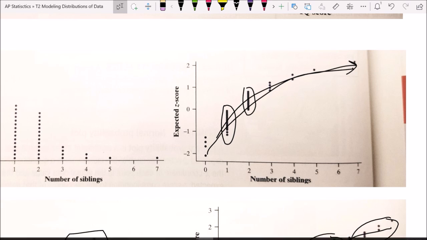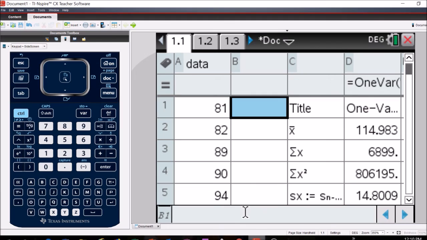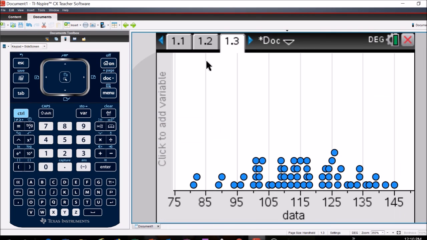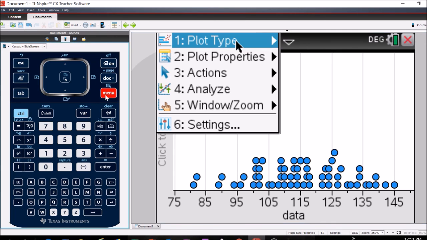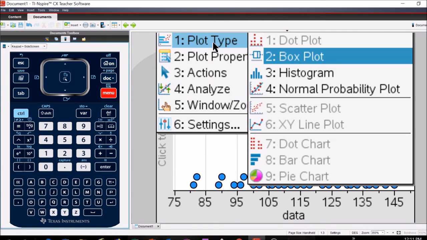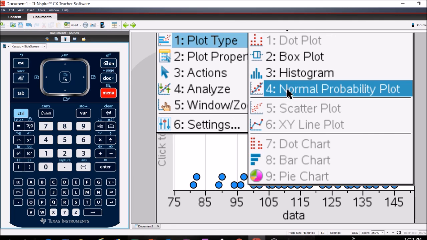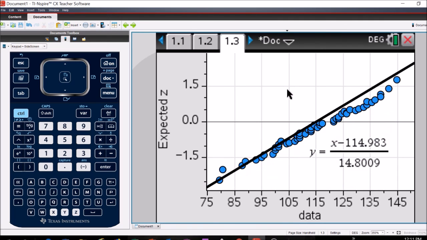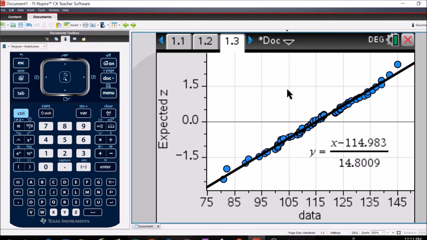So let's go look at what the normal probability plot would look like for the one we just did. In fact, I'll go ahead and pull it up now. To do so, you can just pull up your dot plot again, hit the menu button, and on plot type, you'll notice there's a normal probability plot option. And there it is. Now our calculator is nice enough to give us an equation. We're probably never going to use that, but thanks, calculator. That's super nice of you.